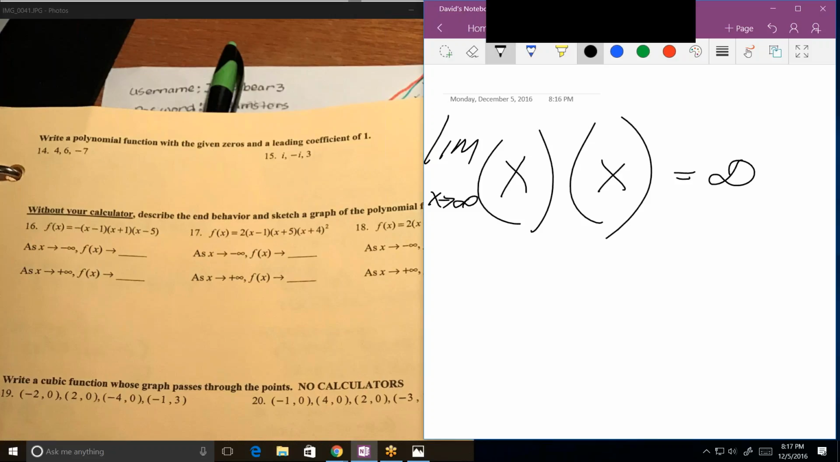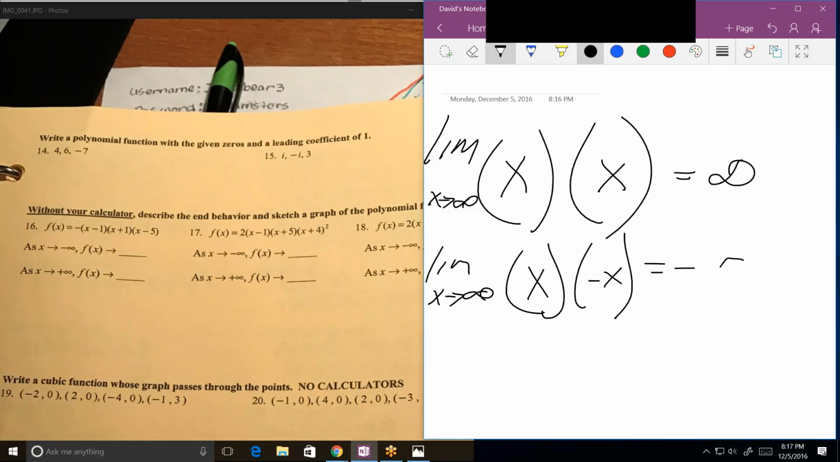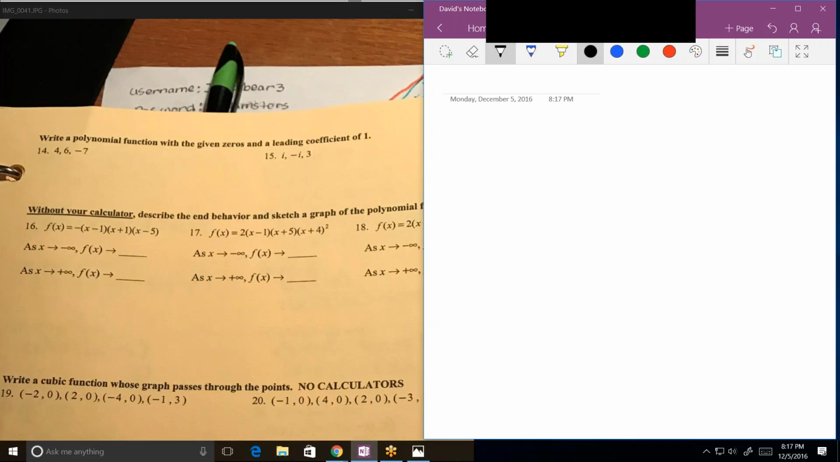What if I had this? Now, what's the limit of that as x goes to positive infinity? Negative infinity, because if I got a positive infinity times a negative infinity, I got negative infinity. So that's how you figure out end behavior, just by substituting either the negative infinity or the positive infinity for x. And you really don't care what these numbers are.